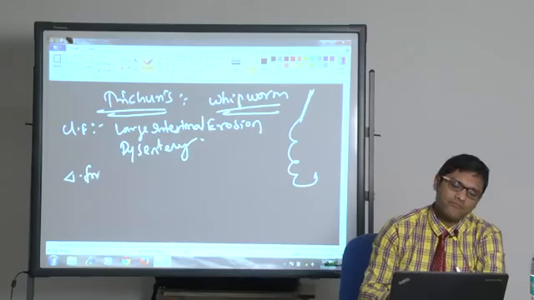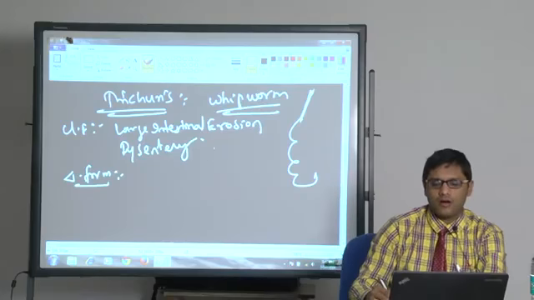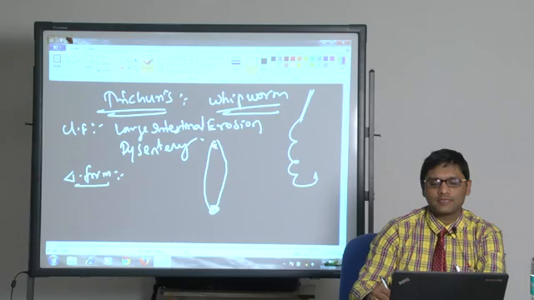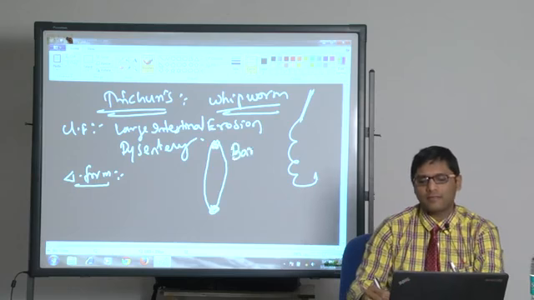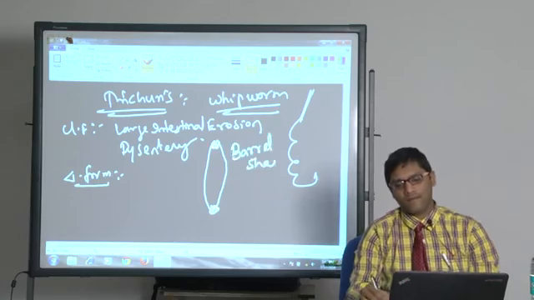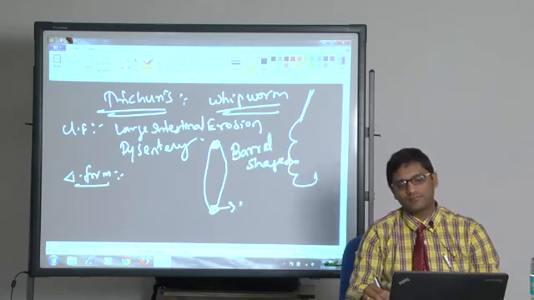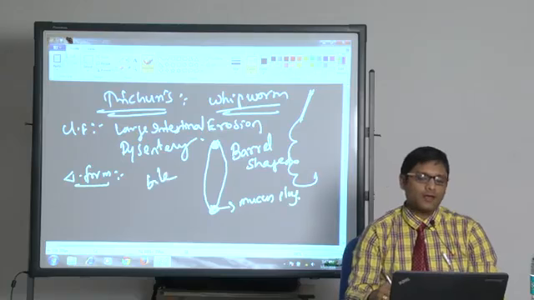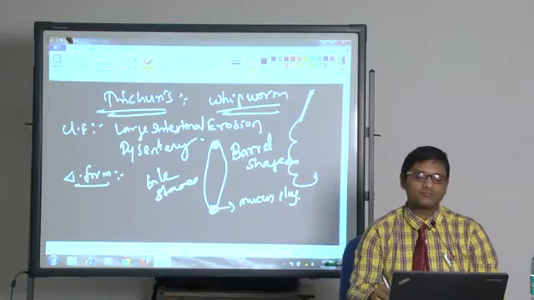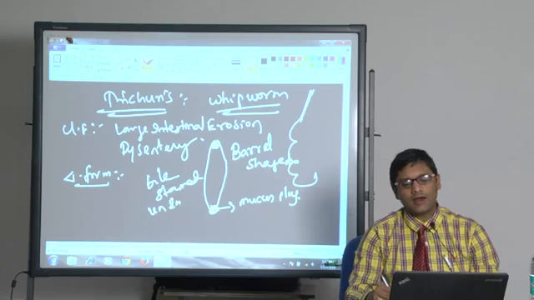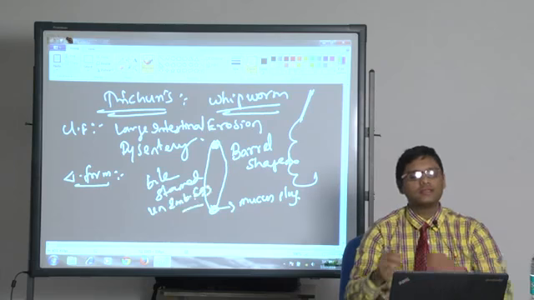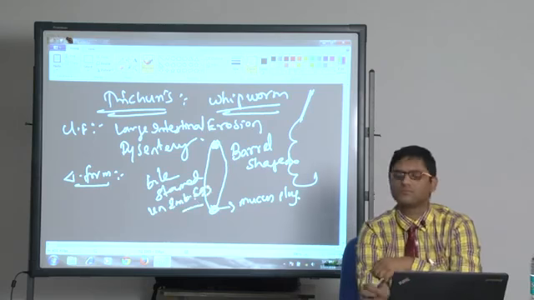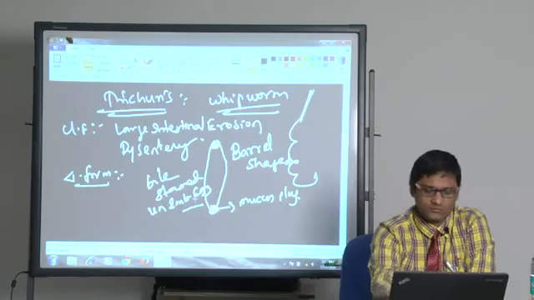Diagnostic form: unembryonated egg. The description is like this: barrel shaped, having two mucus plugs, and of course bile stained. Initially they are unembryonated eggs which are released in feces. Okay.